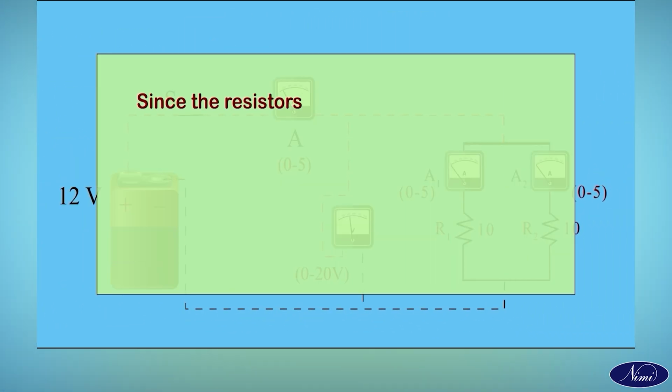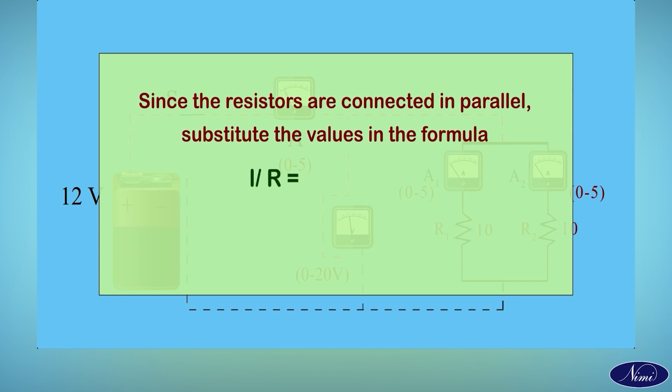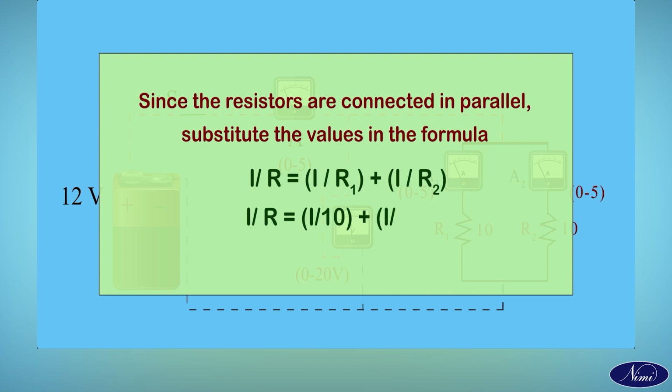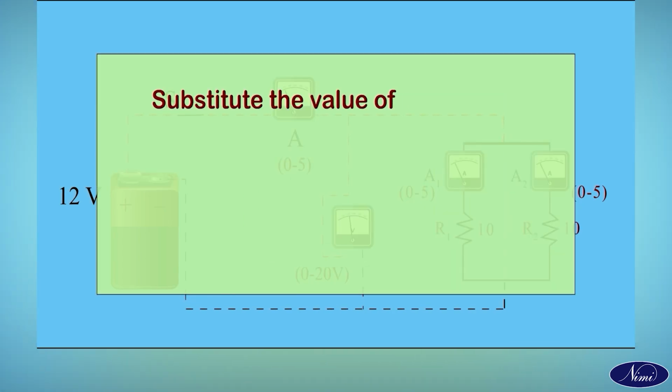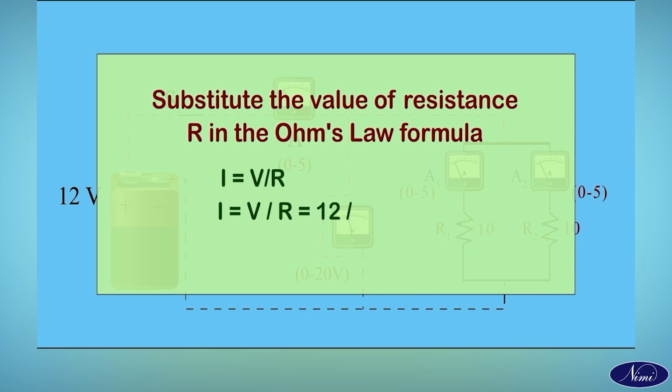Since the resistors are connected in parallel, substitute the values in the formula 1/R = 1/R1 + 1/R2. 1/R = 1/10 + 1/10. R is equal to 5 ohms. Substitute the value of resistance R in the Ohm's law formula I = V/R. I = V/R = 12/5 = 2.5 amps measured by the common ammeter A.